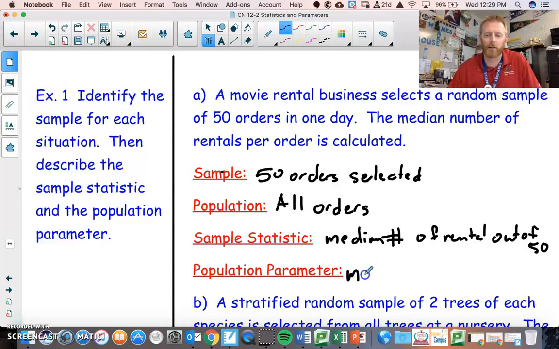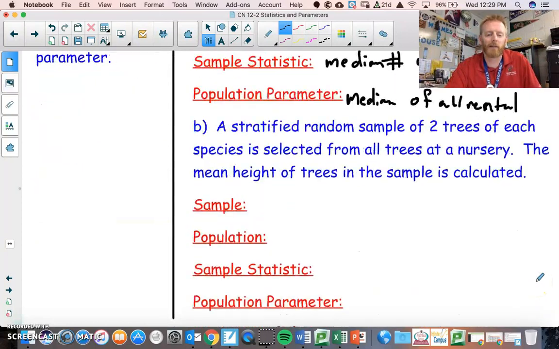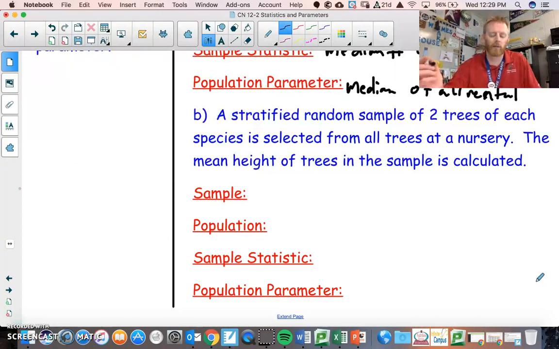So it's the median of all rentals. And that's how we do that, folks. This is just us using the vocab to make things make sense. So maybe you want to pause this one, see if you can do it before I do it so you know what's going on, and then see if what I say is the exact same thing you were thinking.